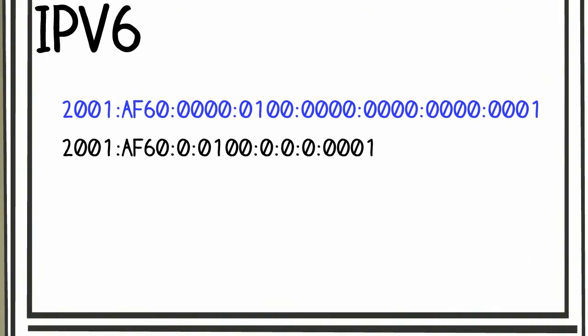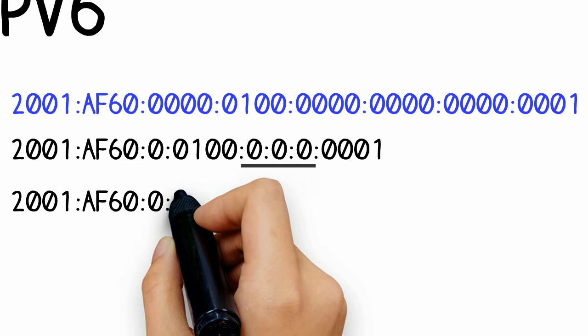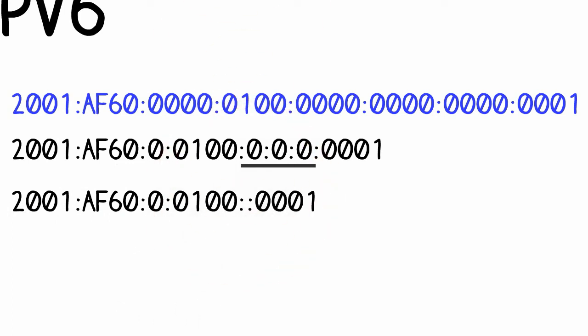But that's still a lot to type. So, any place that you see a series of chunks that are all zeros, you can shorten them to just double colon. Ooh. But you're only allowed to use that shortcut once in an IP address.